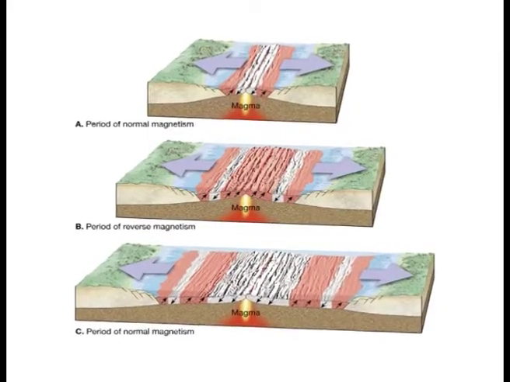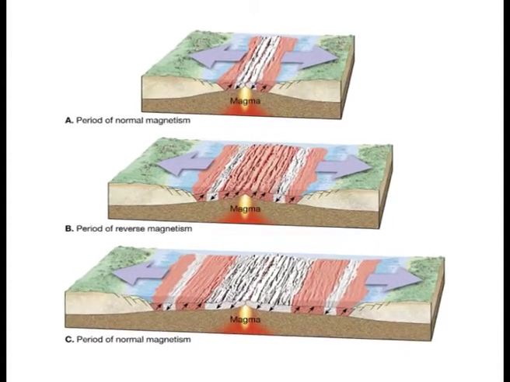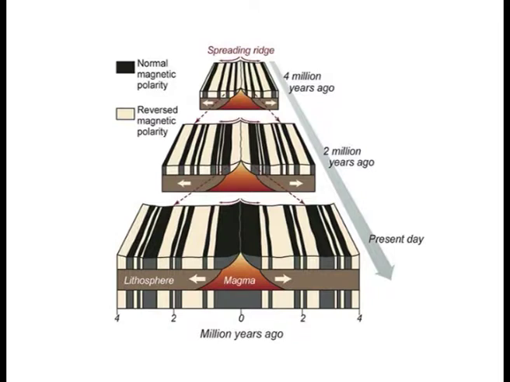Number 3, magnetic striping of the sea floor. Iron-bearing minerals in rocks become magnetically aligned when temperature falls below the Curie point, that is 500 to 800 degrees centigrade depending on the mineral. The magnetic field reverses periodically, about every 1 million years. Normal and reverse striping is symmetric across mid-oceanic ridges, indicating rocks form at mid-oceanic ridges and then spread outward on either side.